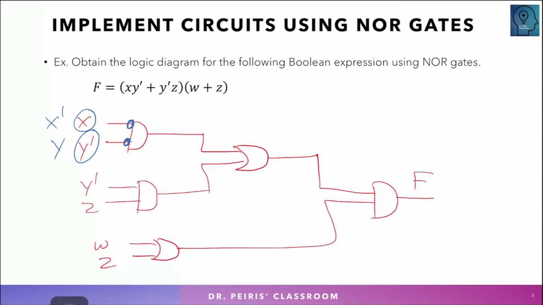Now the same thing we do for the second one, put the inversion, so it becomes a NOR gate. Now we must complement these two, so you can compensate these two bubbles. So Y prime becomes Y and the Z becomes Z prime. So now we are done with these two, so they are already NOR gates.